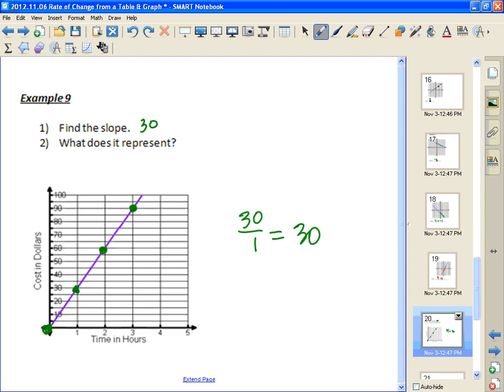And then it says, what does it represent? Well, if you look at your axis, that'll kind of help you figure out what it's trying to represent. So here on cost in dollars, the cost went up 30, and then time in hours went over 1. So cost went up 30, hours went over 1. So what this would represent is that for each hour, the cost increased $30.